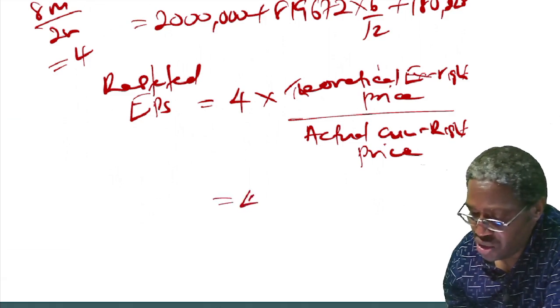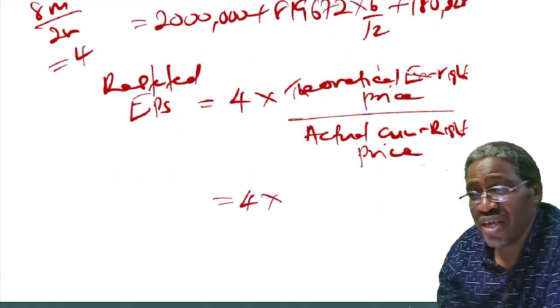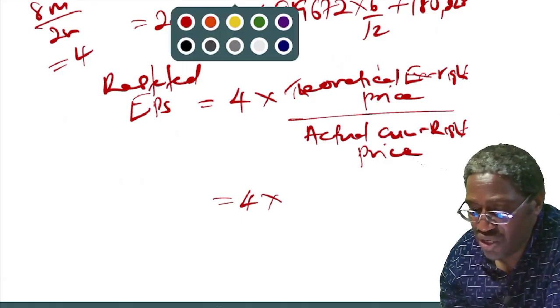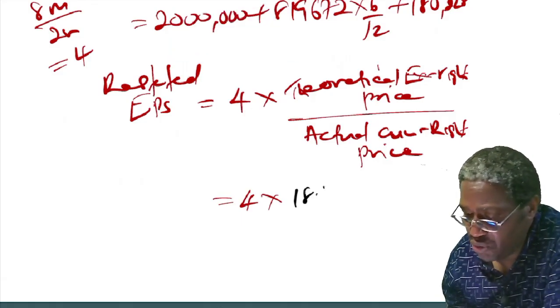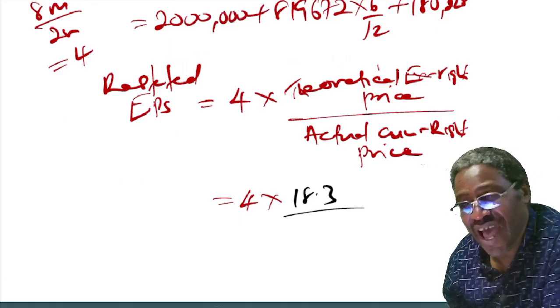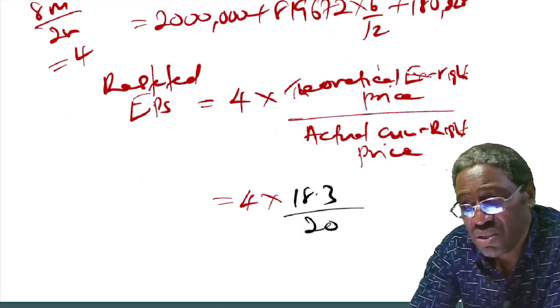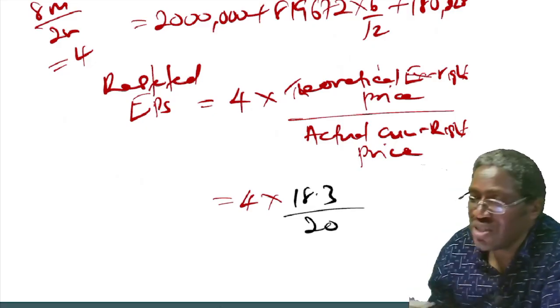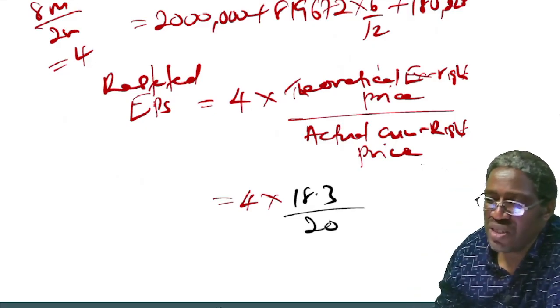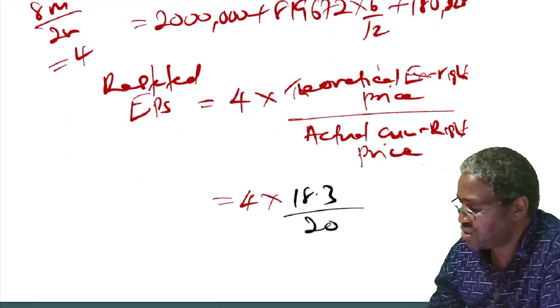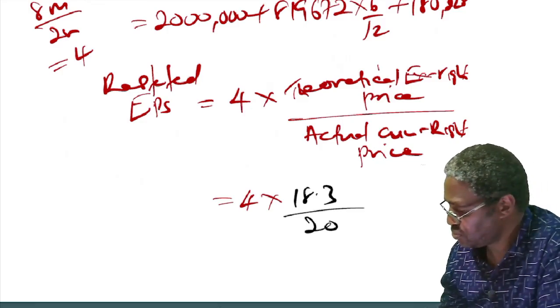From our illustration, this is 4 times. The theoretical ex-right price we have already seen is 18.3. Divide that by the actual right price, which was 20. Good. Whatever you get will become the restated EPS. Let me see how much.